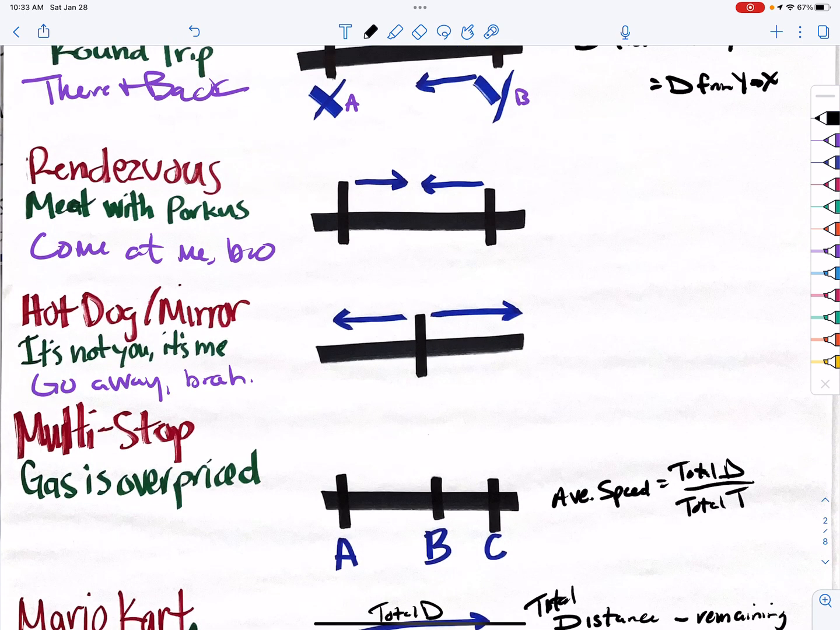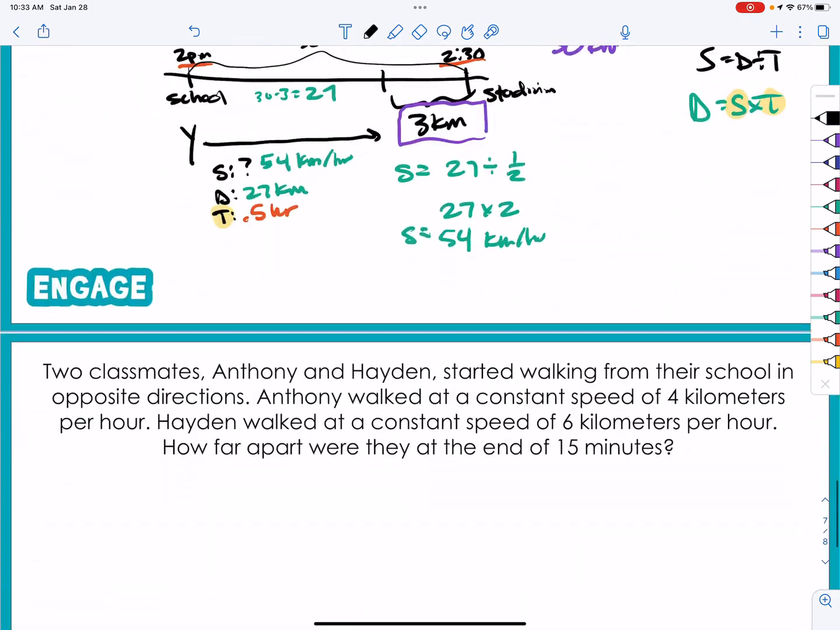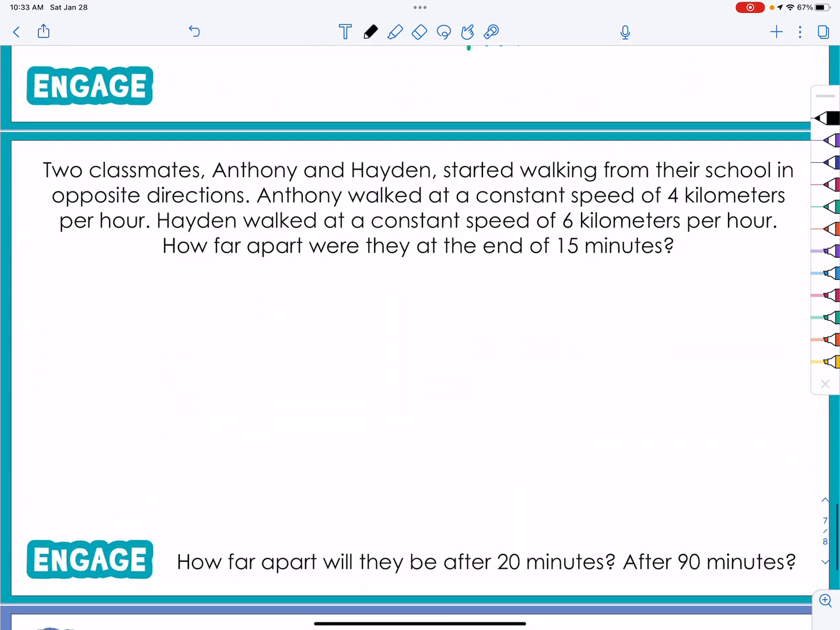All right, we have 2 more problem types left. Hopefully there's 2 more problems in this slideshow. So 2 classmates, Anthony and Hayden, started walking from their school in opposite directions. Oh, that's a dead giveaway. So before I even go any further, we know they're going to start here. One is traveling, because it said they're going in opposite directions, leaving from the school. We know this one's Anthony, that one's Hayden. Okay, now I'm going to continue. I got that out of the way.